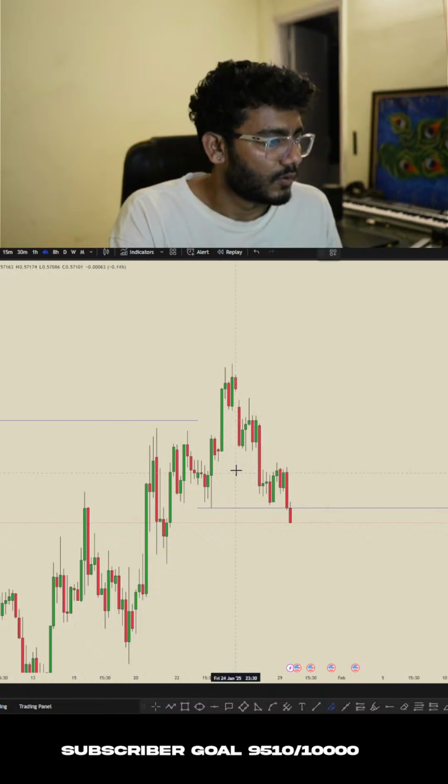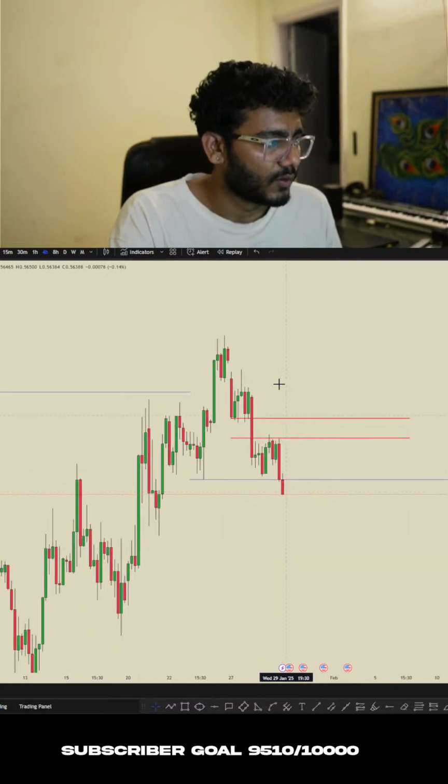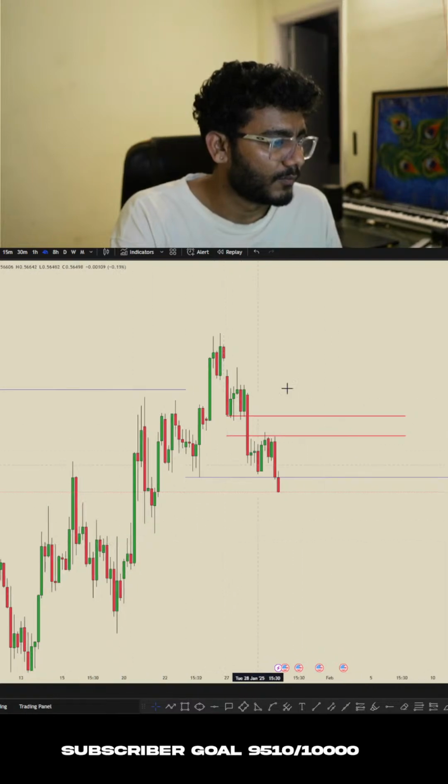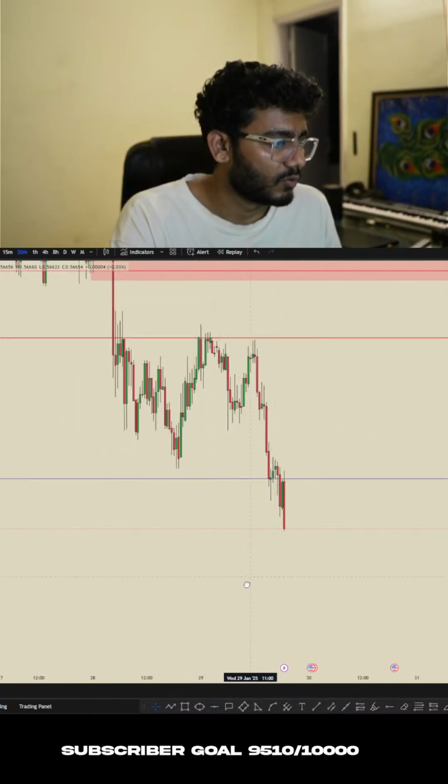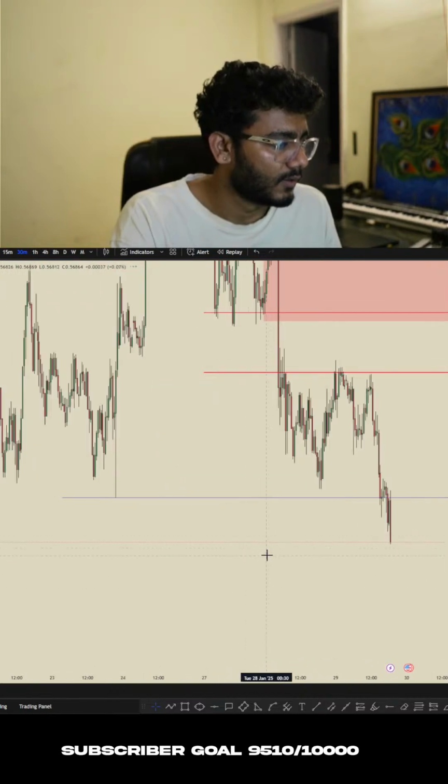And so this is the new imbalance price has created. So right now, I don't think price will fulfill this imbalance, but it can. We have this sell side entry, but right now price is continuing to the downside. So let's try to look for an entry in this area.